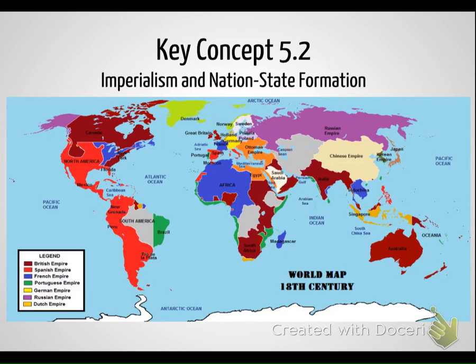Key concept 5.2 then. This is going to be talking about imperialism, which we kind of brought up already, and the idea of nation-state formation. And so if you just kind of glance around this map, maybe even pause the video, you can see who has power where throughout this time. Now this is the 1700s. We see that we don't have an independent United States yet, but we know that's coming.